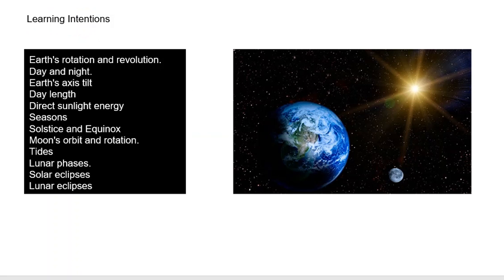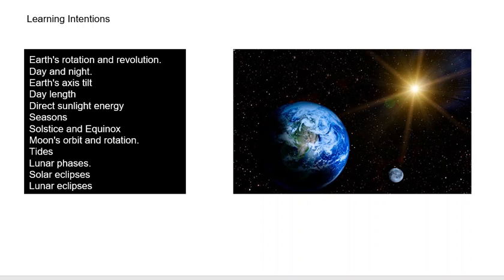So what will we look at in this lesson? So the learning intentions. So we look at the Earth and its rotation and its revolution. So how the Earth rotates on its own axis, and then how the Earth also revolves around the Sun. The day and night cycle. So what causes day and what causes night? Earth's axis tilt. So the Earth is actually on an axis, but it's slightly tilted. We look at what effect that has.